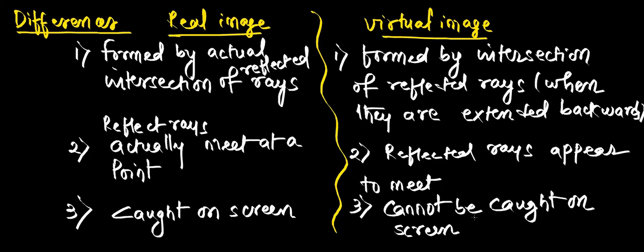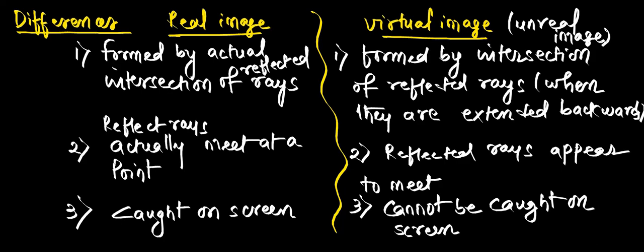Is it really possible that you go inside the mirror and touch the point? No, not possible. So it cannot be caught on the screen. If you could go in the backward direction, you could keep a screen and get it, but it's not possible for us to go in the backward direction. So you can't keep a screen and you can't get the image on the screen. So a virtual image is also called an unreal image because you cannot catch it on the screen.